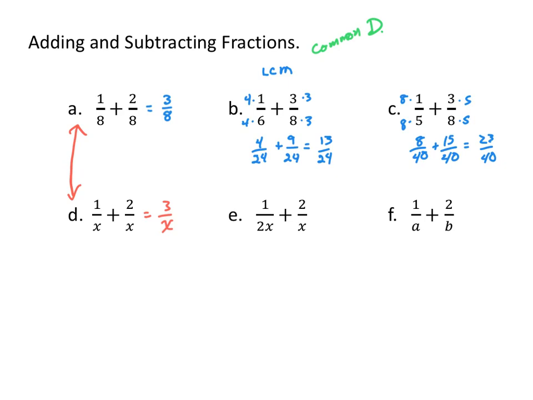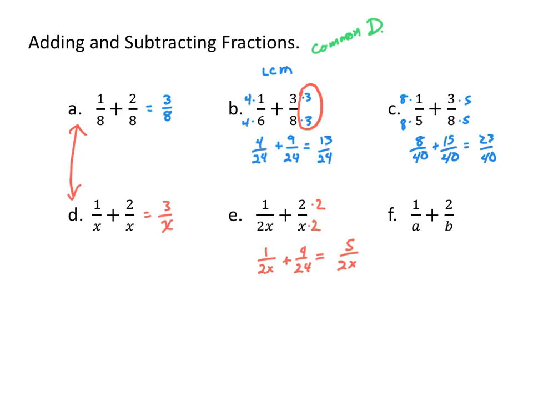If we don't have a common denominator and we have variables, then we need to make a common denominator. How do we make a common denominator? Multiply the numerator and denominator by something to get the least common multiple. What if we multiply this one by 2? So we have 1 over 2x plus 4 over 2x. Now we can add 1 plus 4. That's 5 over 2x.